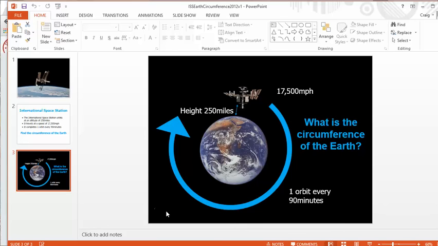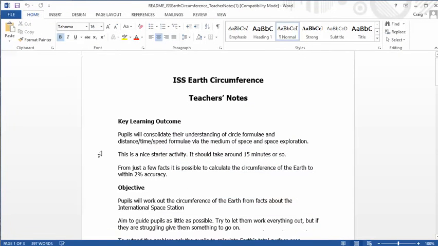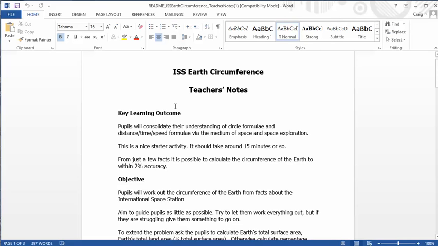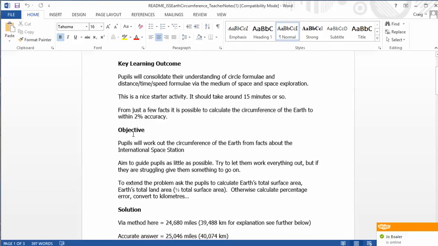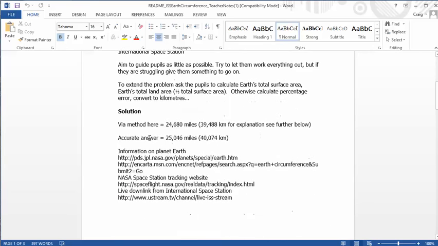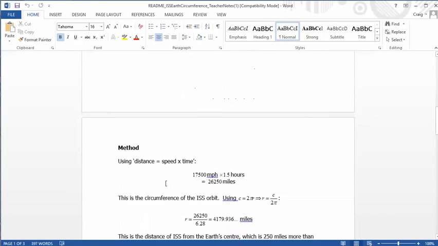Now, when I downloaded this resource, I had a little go at it myself. And I'll tell you what, it's quite tricky. But fortunately, there's some wonderful teacher notes available here. So we have the key learning outcome. And again, it'll be no surprise that this is all about circles and pi and circumferences and so on, but also linking in time. But we get the key learning outcome and objective. Unfortunately, for me anyway, we have a solution and a more structured method below here.